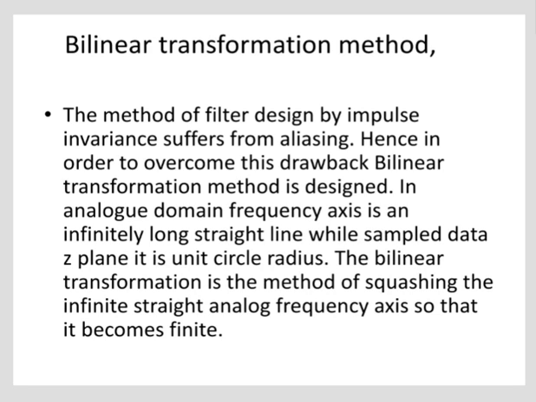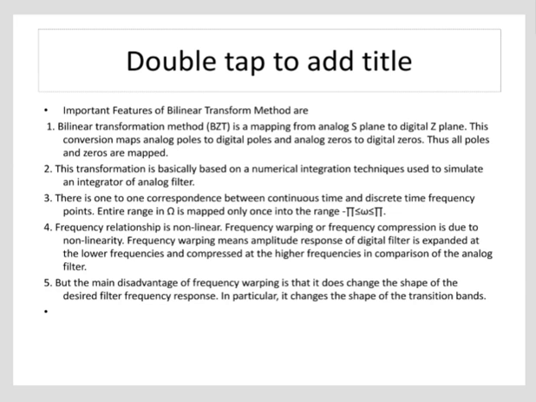Next is the bilinear transformation method. Filters designed by impulse invariance suffer from aliasing. Hence, to overcome this drawback, the bilinear transformation method is designed. In the analog domain, the frequency axis is an infinitely long straight line, while in the sampled data z plane, it is a unit circle of radius one. The bilinear transformation is the method of squashing the infinite straight analog frequency axis so that it becomes finite.